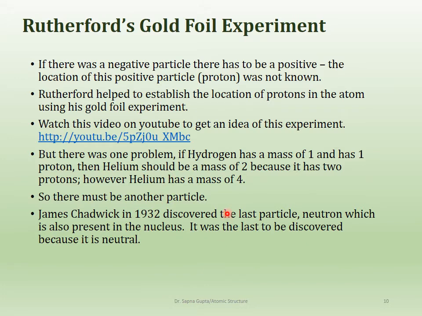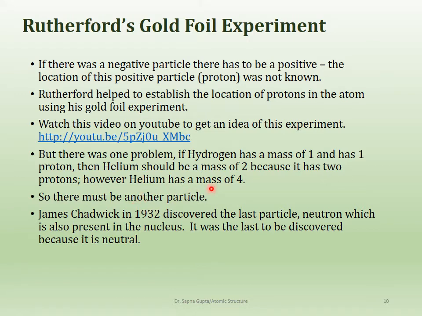The last particle to be discovered was the neutron, and that is because there were some mass differences. For example, hydrogen, which has a mass of 1, has only one particle, which is a proton, so that was fine. But helium has 2 particles, it has 2 protons, but the mass was 4. So how is that possible? Which means that there is some other particle in there.